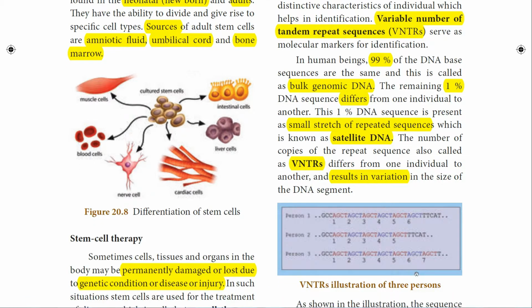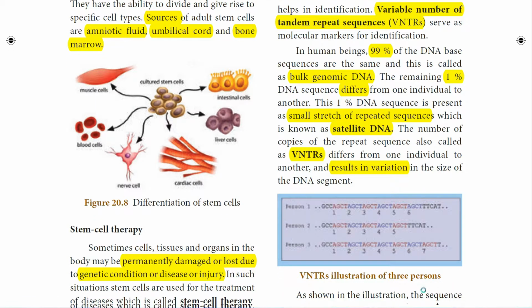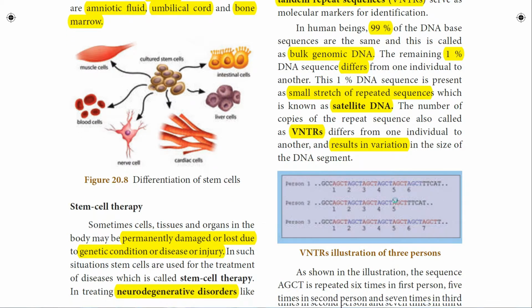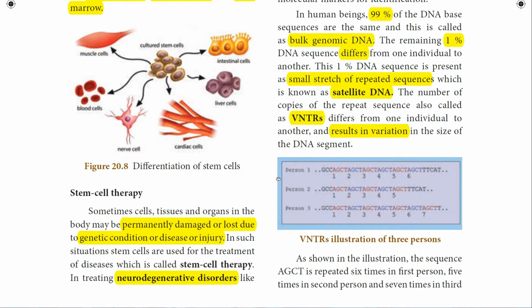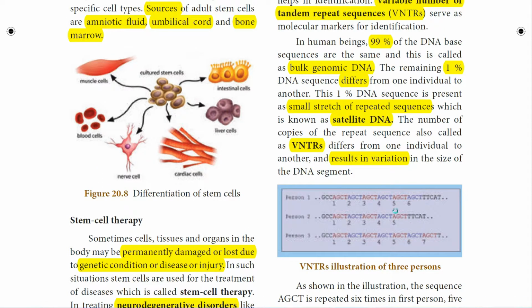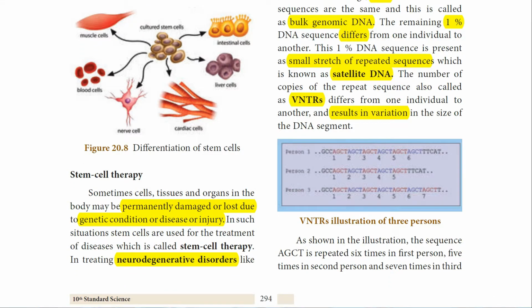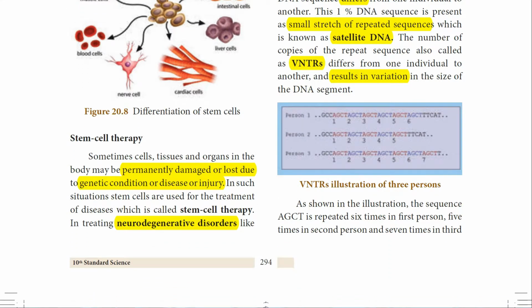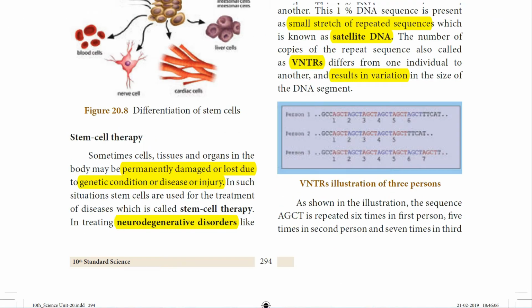So this is the illustration of VNTR. Person 1 has adenine, guanine, cytosine, thymine, AGCT, repeated 6 times. See, 1, 2, 3, 4, 5, 6 times. Whereas person 2 has it only 5 times, and person 3 has it 7 times. This difference in the number of VNTRs, the variable number of tandem repeats, determines the identification or uniqueness of a person.